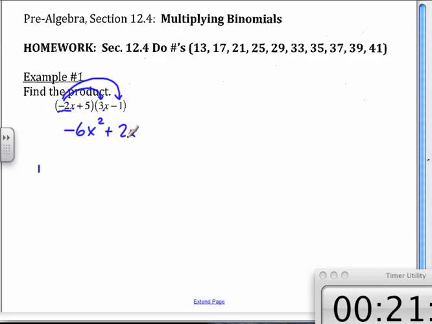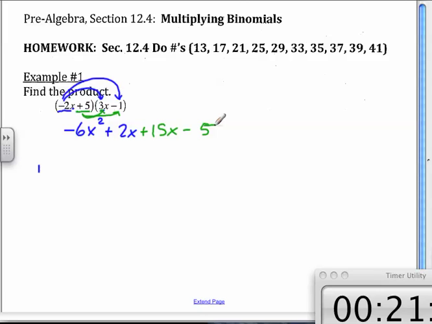Now I'm not done because the first polynomial has two terms in it. So I also need to distribute, and I'll do this in a different color, 5. So 5 times 3x gives me positive 15x. And then 5 times minus 1 gives me minus 5. Okay? Now I've distributed everything.